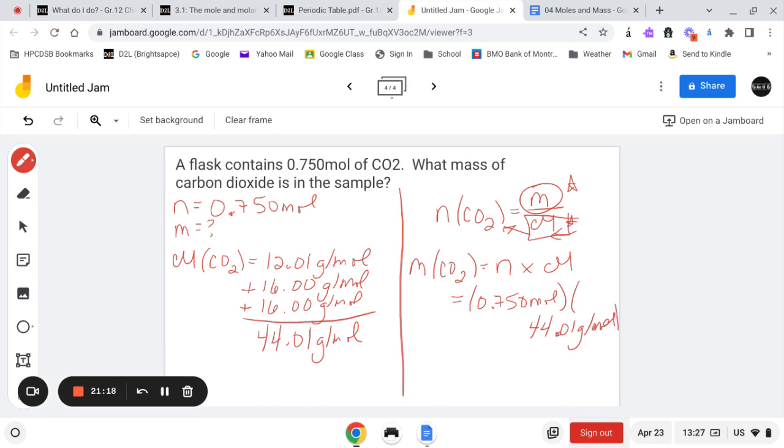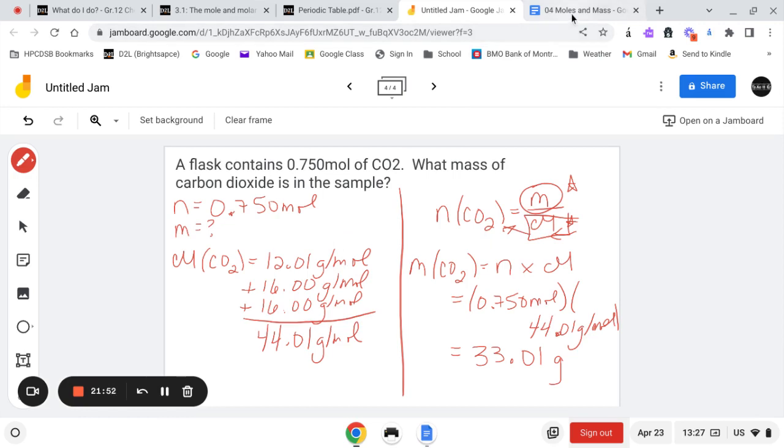Okay, so I expect this mass to be just under 44 because 44 grams would be 1 mole. And I don't have 1 mole, I have 0.75. So we're going to multiply those two together. And I'm getting a mass of 33.01 grams when I round that number. Okay, so there's a couple of examples for you using this new formula and this concept of molar mass, okay, so a couple of new ideas here.